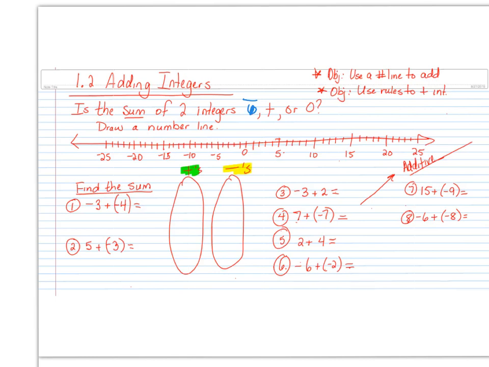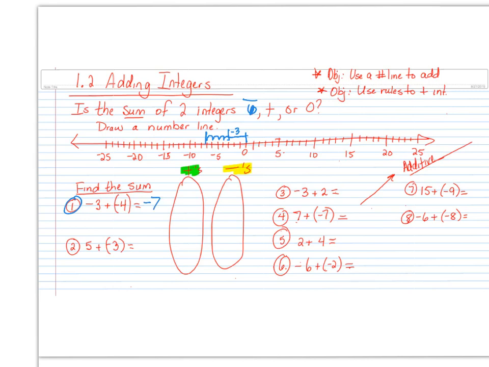So if I have the sum of number one, -3 plus -4, what we do is we start at 0 and we go back to -3, which is here, that's -3. When we're adding -4, that's going back 4 more, so we count back 1, 2, 3, 4, and that leaves us at -7. So our answer is -7.